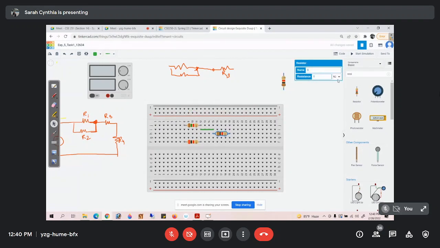Okay, so it's by default 1 kilo ohm. Let us keep it as 3, anything. Acha, have I drawn the circuit right?